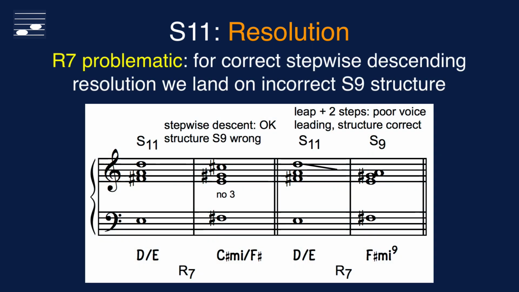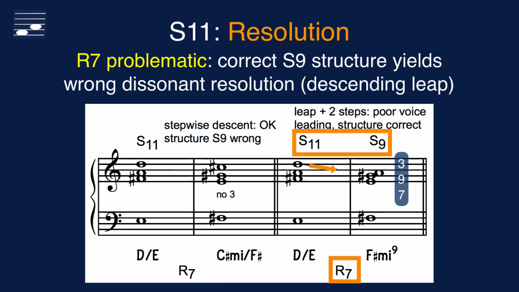The triple resolution leads to a problem in case of the R7 positive root cycle option, the ascending step. In this case, moving from E11 to F sharp minor 9, we either land on an incomplete S9 with the 3rd missing and therefore unacceptable, or, as shown on the right, we obtain a correct chord structure, but now there is a descending leap in the upper parts. So, the R7 root movement should not be used.